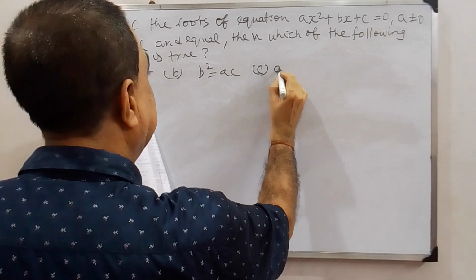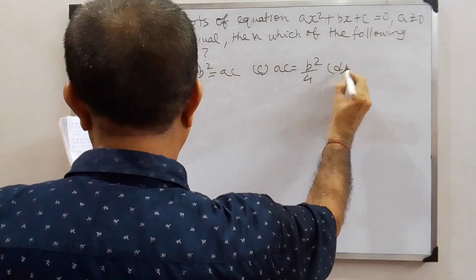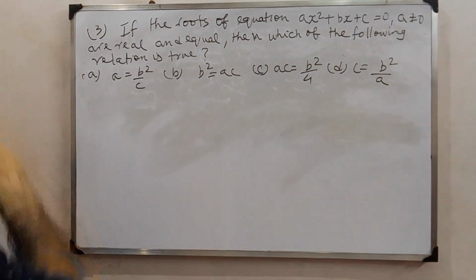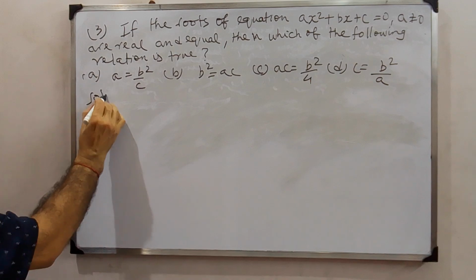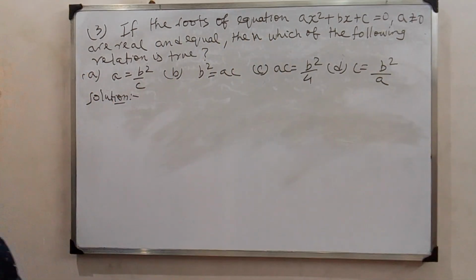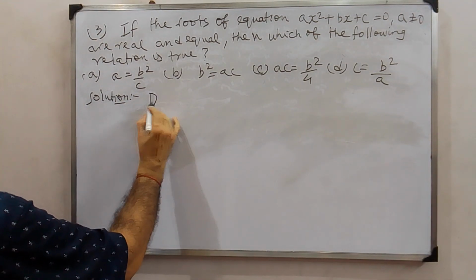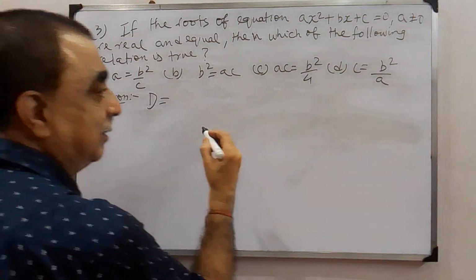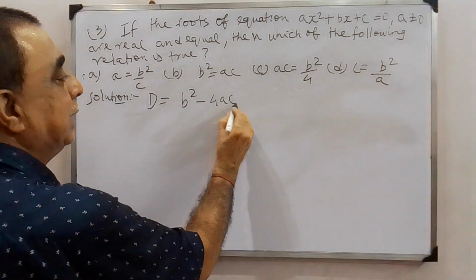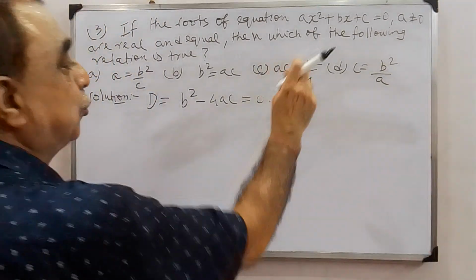C is given, AC is equal to B squared by 4. And D is given, C is equal to B squared by A. So see here how we will solve this question. Here it is telling in the question that the roots are real and equal. Now we know the roots are real and equal when the discriminant is equal to 0. So that is B squared minus 4AC is equal to 0.